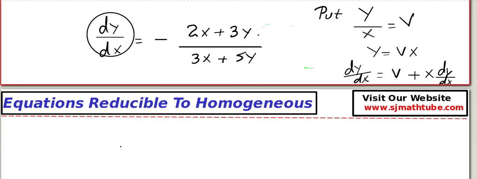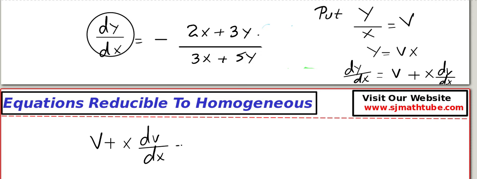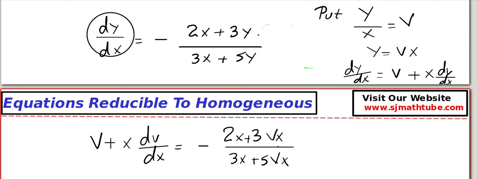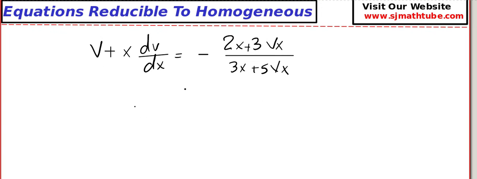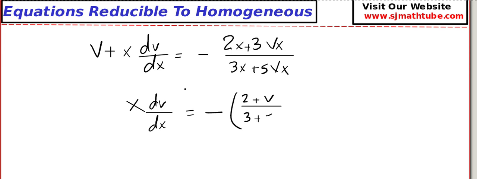Now let's plug in that value. v plus x dv by dx is equal to minus 2x minus 3vx over 3x plus 5vx. You know very well what's going to happen now. What's going to happen? We simplify till we get variable separable. So this minus goes here, x gets cancelled. So I want you to do that by yourself. I'm going to skip a few steps.